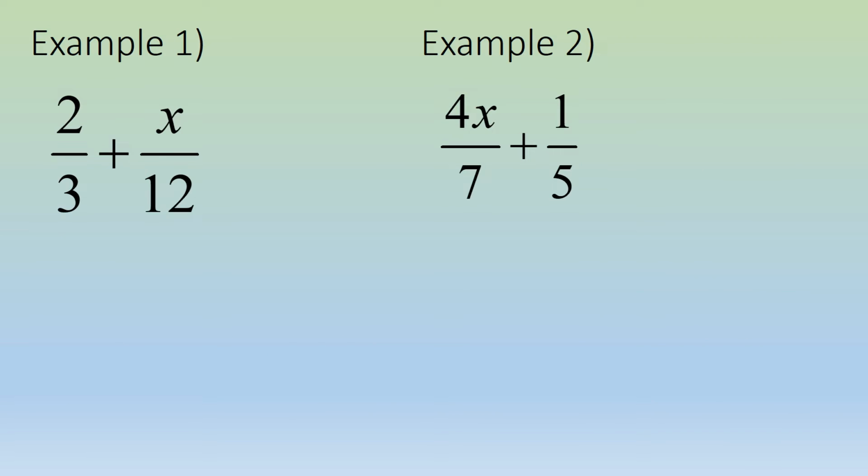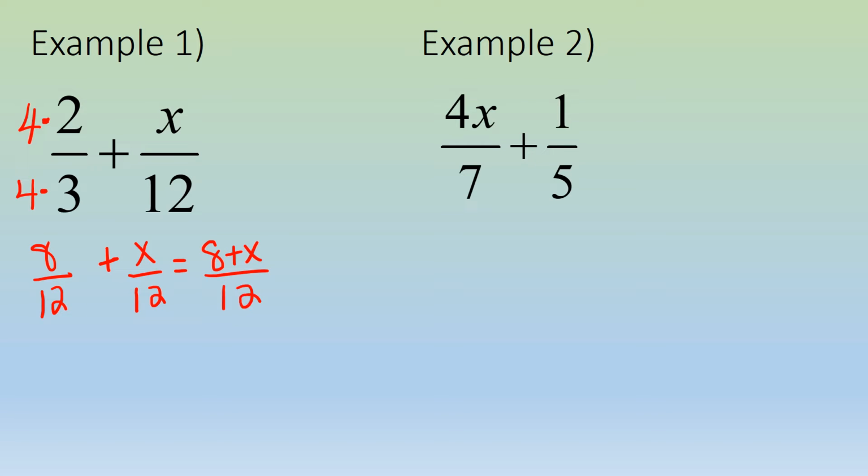So now we're going to use the knowledge that we just did on the basic problems with algebraic expressions. So we have 2 over 3 plus x over 12. So we need a common denominator. Well, I know that 3 goes into 12 4 times. So let's multiply that left-hand fraction by 4. 4 times 2 is 8. 4 times 3 is 12. So we get 8 over 12 plus x over 12. 8 plus x all over 12.